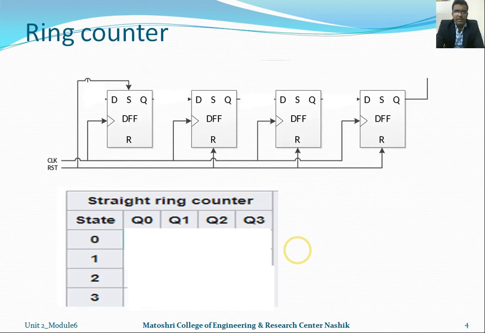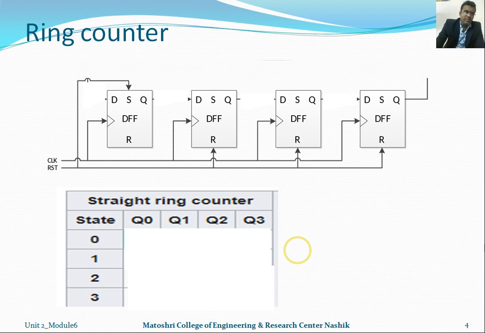This is the circuit diagram for the ring counter. As the name says, ring counter, there is a ring connection. Firstly, we have to utilize a 4-bit ring counter, so that's why we use 4 D flip-flops here.